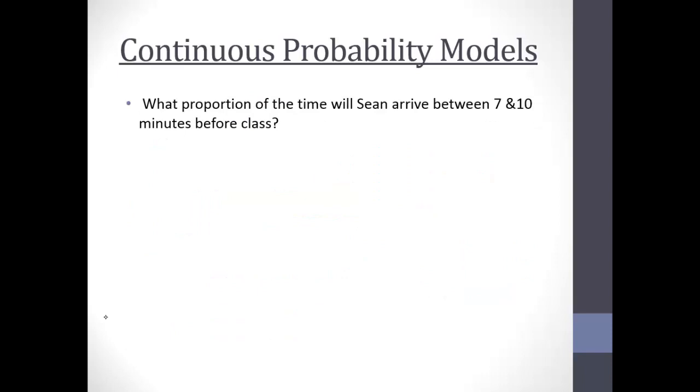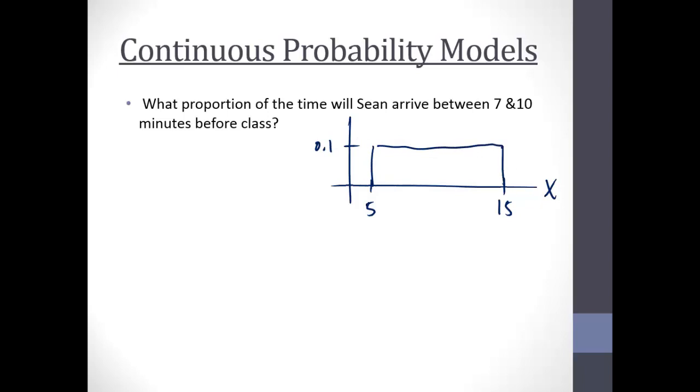And then we can answer a few questions. What proportion of the time will Sean arrive between 7 and 10 minutes early? Let me sketch this out again real quick. Here's x. Here's 0.1, the density curve. Here's 10, and let's say here's 7. If I want the probability, I can think about the area. This area will tell me the proportion of times that he arrives between 7 and 10.